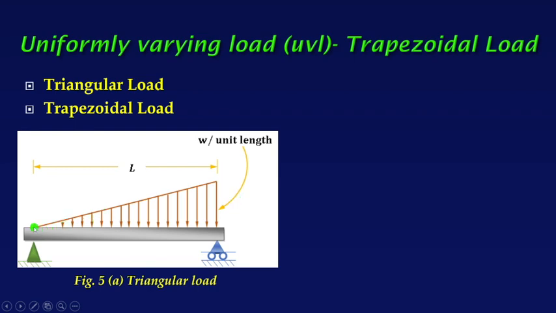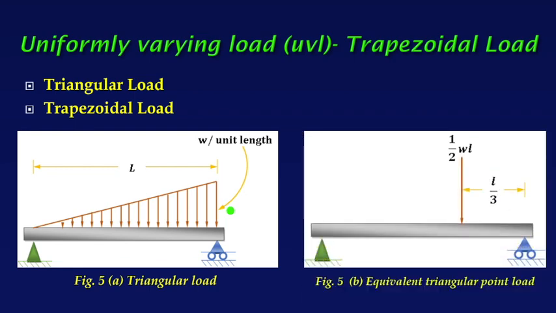Let's consider from this end, the magnitude of the load is zero per unit length, whereas at the right extreme end it is omega per unit length, and this change from 0 to omega is uniformly varying. So finally, this is also called the triangular load. The shape of the load is triangular. Now here also we can get the equivalent of this load. So how are we making this equivalence of the load?